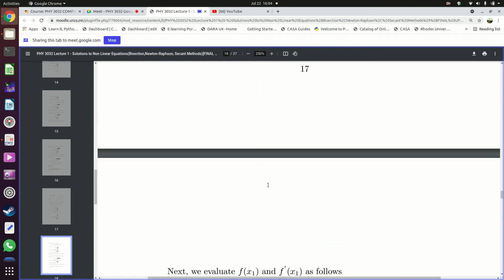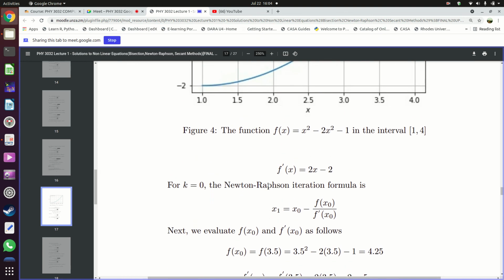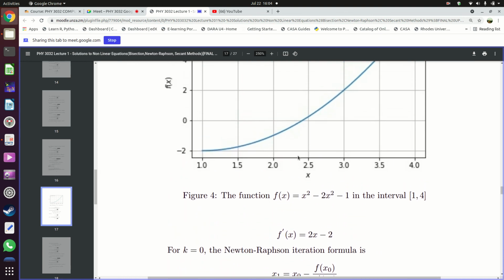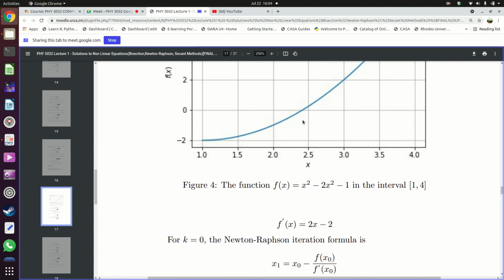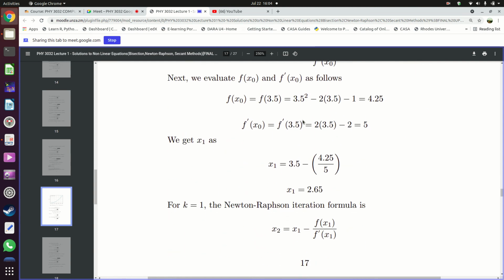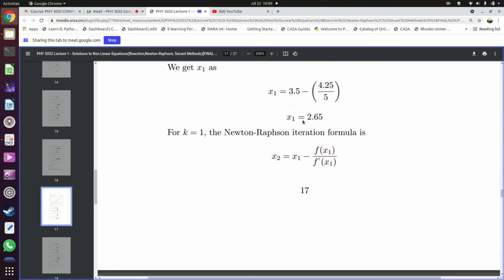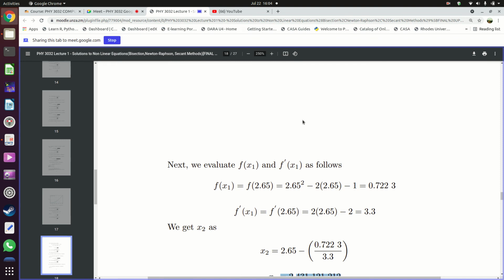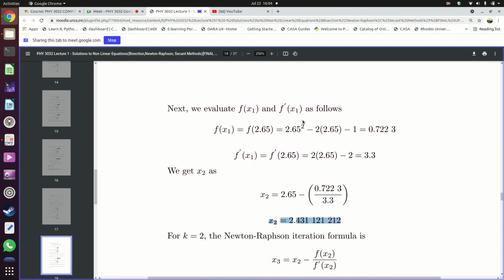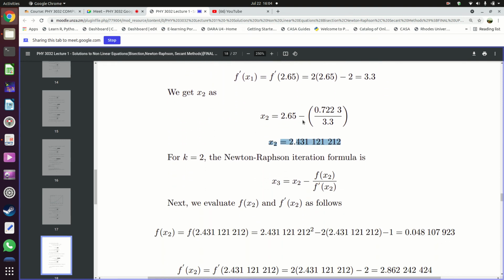2.24311212114. This already, as you can see from the graph, is around 2.4. The graph cuts somewhere there, this is 2.5, so what we have is 2.4. So already, just after the second iteration, we have an answer which seems acceptable.